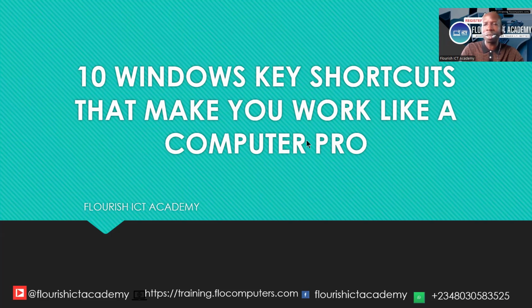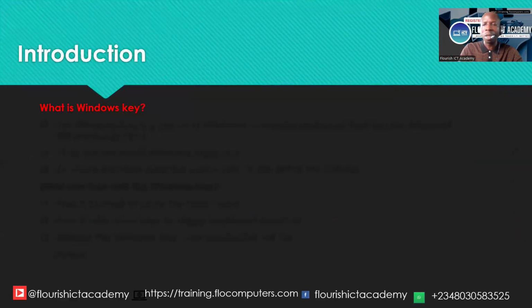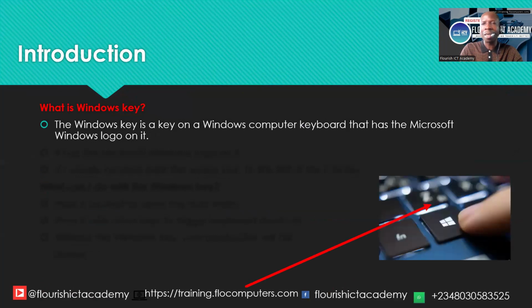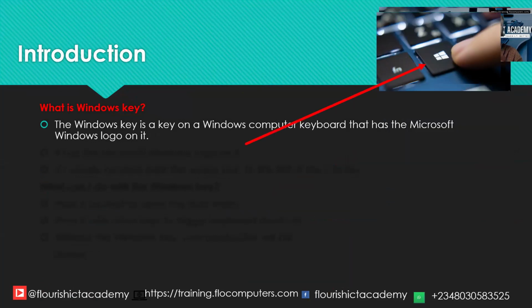The question is this: what is Windows key? The Windows key is a key on a Windows computer keyboard that has the Microsoft logo on it. That is your Windows key. And this is how the Windows key looks like. Look at your keyboard right now, you are going to see this key over here. This is what we call Windows key. That is the Windows key on your keyboard.